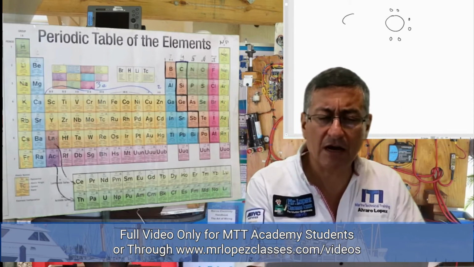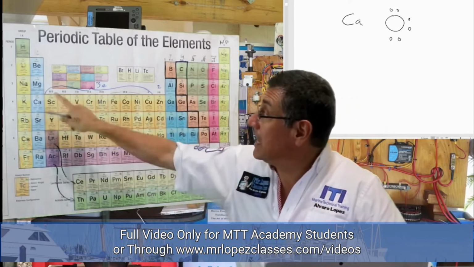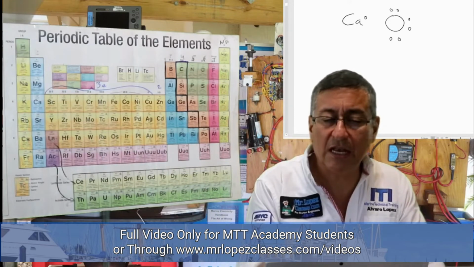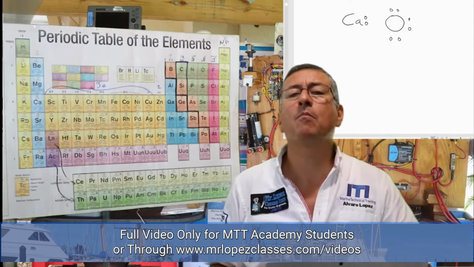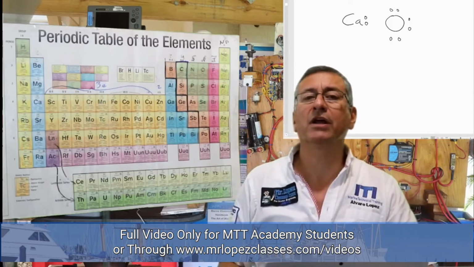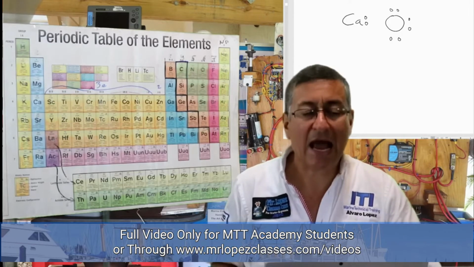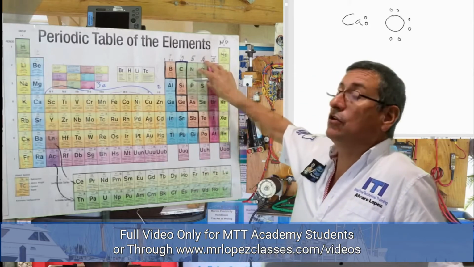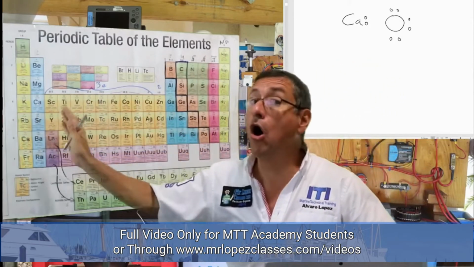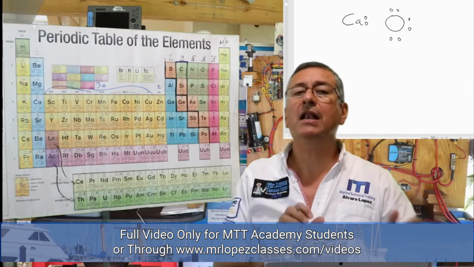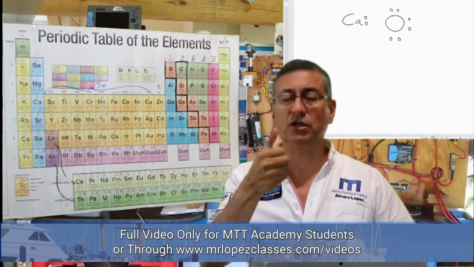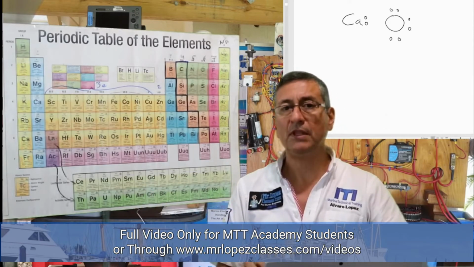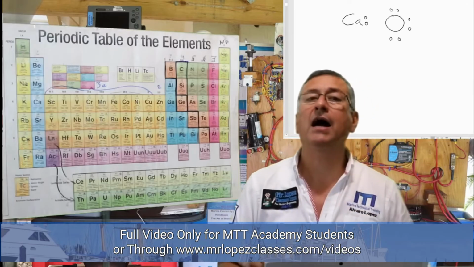Calcium. How many electrons does calcium have in the last orbit? Calcium is in group number 2, and calcium has 2 electrons in the last orbit. Which element has more energy, more electronegativity, between oxygen and calcium? Of course, oxygen, because oxygen is located in this corner and calcium is here, low energy. What is the element that attracts the electrons? Oxygen. And what is the element that releases the electrons? Calcium, because calcium has low energy.